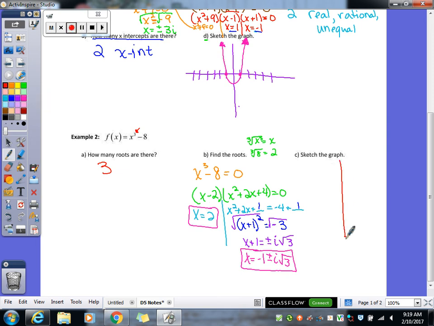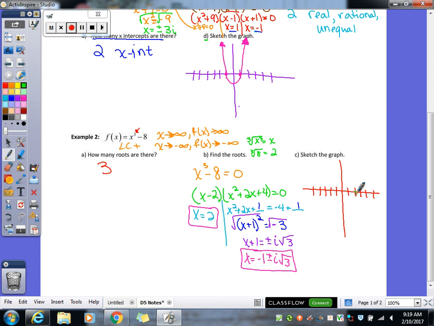So for sketching our graph, I got to set it up. We got to think about what our end behavior is going to be. It's a positive leading coefficient. Leading coefficient is positive. So that means our right side should be going up. My left side should be going down because it's an odd degree with a positive leading coefficient. Again, that's just a chart you guys need to memorize.